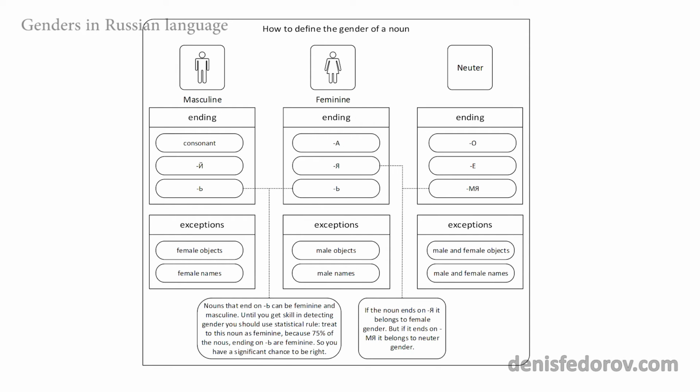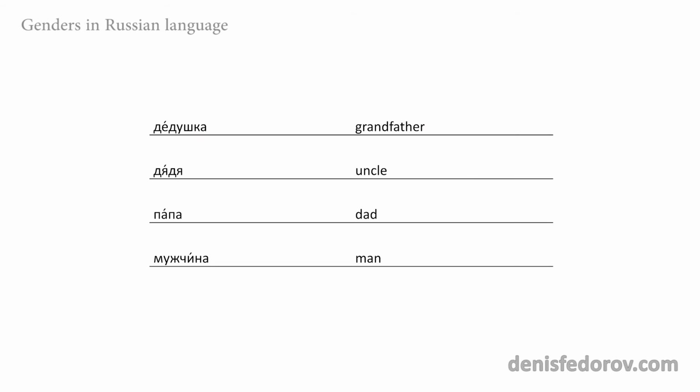Objects. Nouns may have, for example, feminine ending, but in fact to be masculine. Дедушка, grandfather, дядя, uncle, papa, dad, мужчина, man. These words have feminine ending but masculine meaning. This situation is rather rare, and these four words are the most common for this situation.